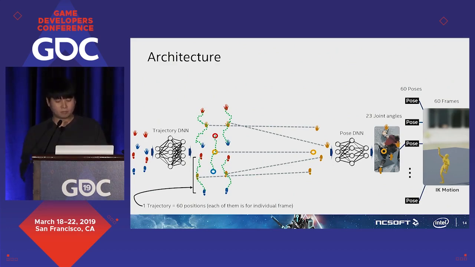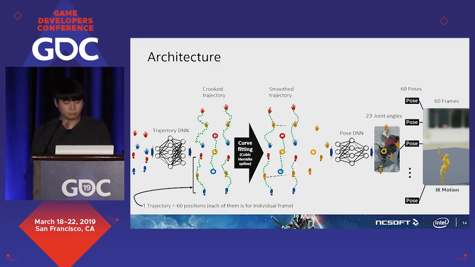But there is still a problem with it. In deep learning, basically there is noise in DNN output. And the noise tends to get especially bigger for small-sized DNNs. In our case, noise from the trajectory DNN caused the trajectory output to be crooked, generating trembling motions. So we smoothed them out using one of the curve-fitting solutions, which is cubic Hermite spline. Then the pose DNN receives smoothed trajectories and generates smooth motions.